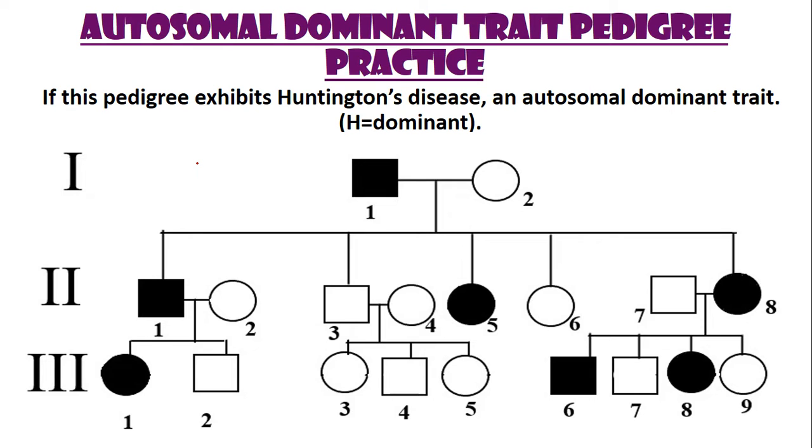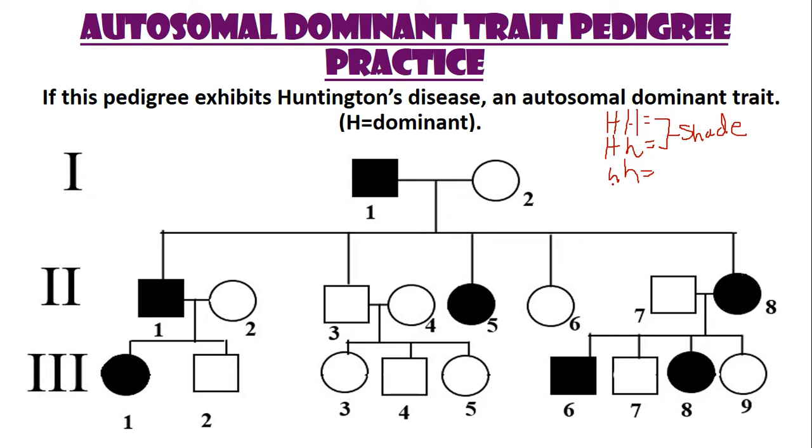Autosomal dominant trait pedigree practice. So this is an autosomal dominant pedigree that exhibits Huntington's disease, an autosomal dominant trait. So we have affected and unaffected. Our three genotypes are capital H, capital H, capital H, lowercase h, and lowercase h, lowercase h. Since Huntington's disease is dominant, any of the capital ones will be shaded.